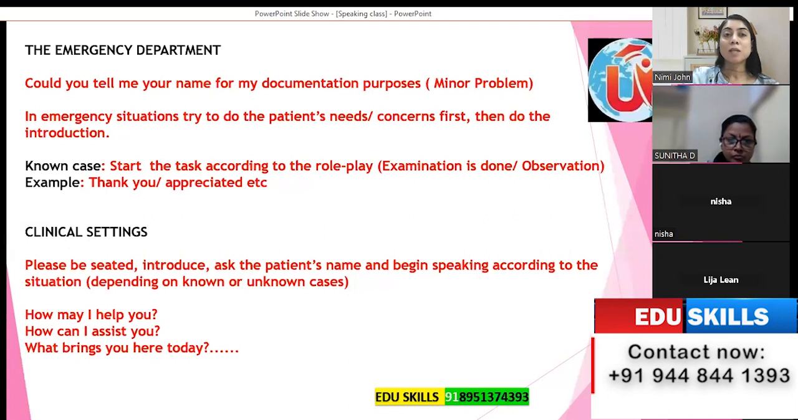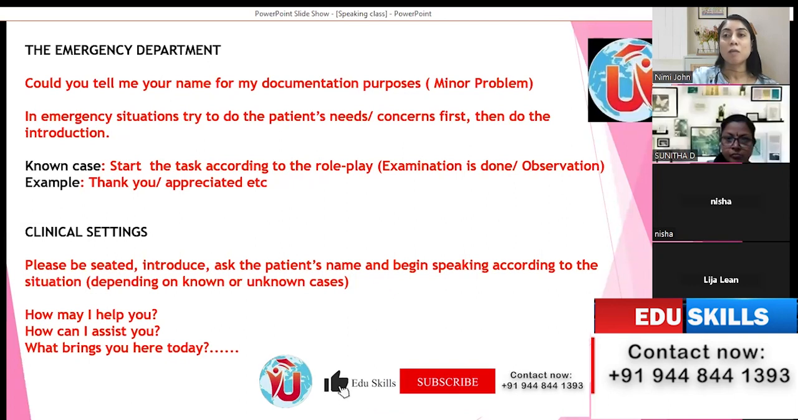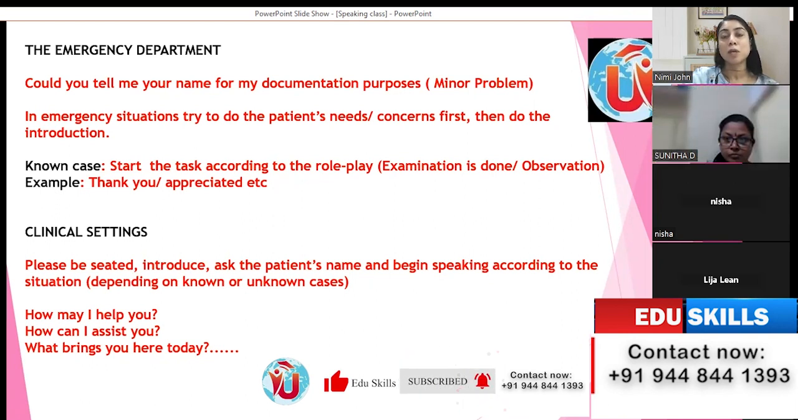The patient is in an emergency. First, we will have to put the patient in a comfortable position. Then only we will ask the patient for details, or introduce ourselves. So we have to do it like that.